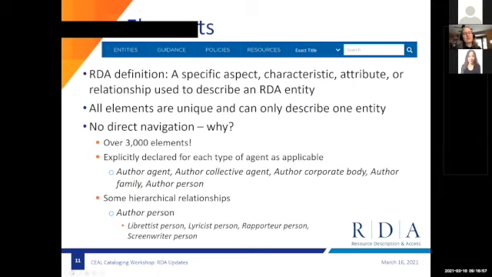There are also some hierarchical relationships. For some implementations of RDA, author person will be sufficient, but for other implementations, individual libraries or groups of people may decide that they want to be more specific, such as librettist person, lyricist person, repertoire person, and screenwriter person. So if the relationship elements here are too big and too broad, you can take the higher up ones and use fewer. Next slide, please.